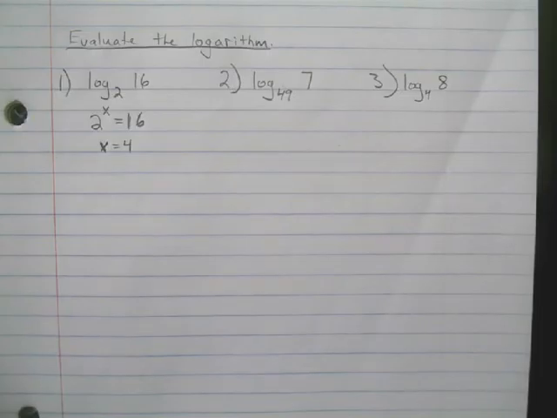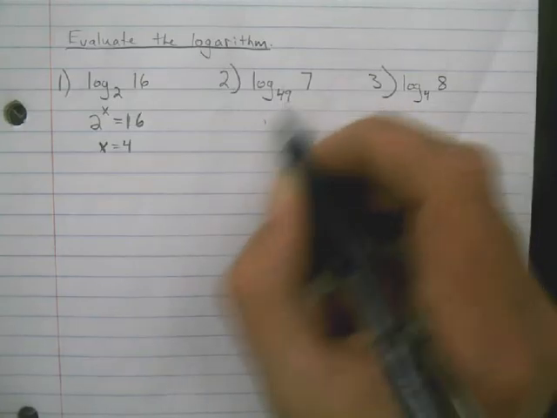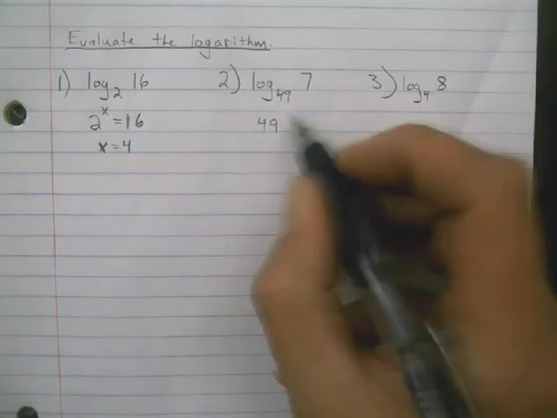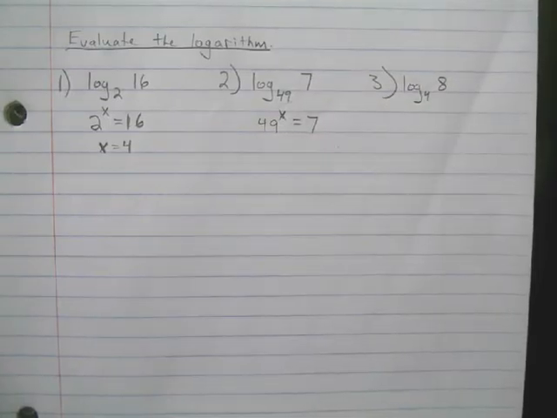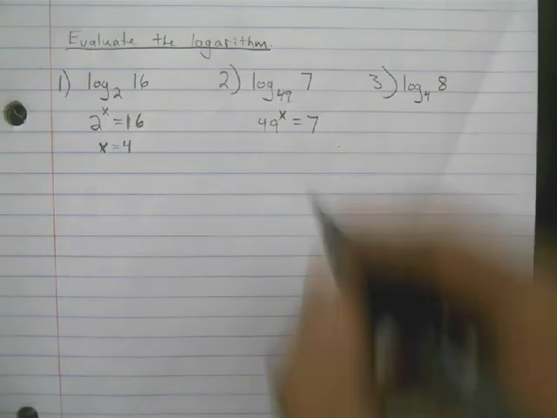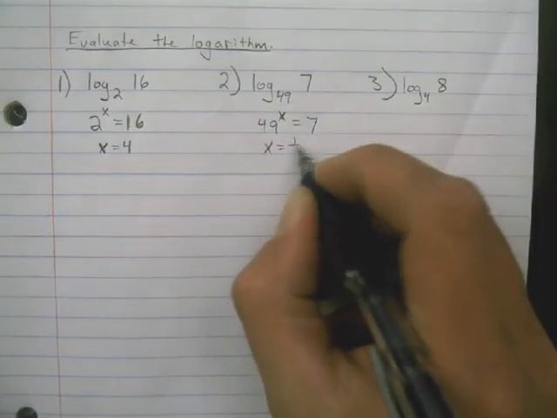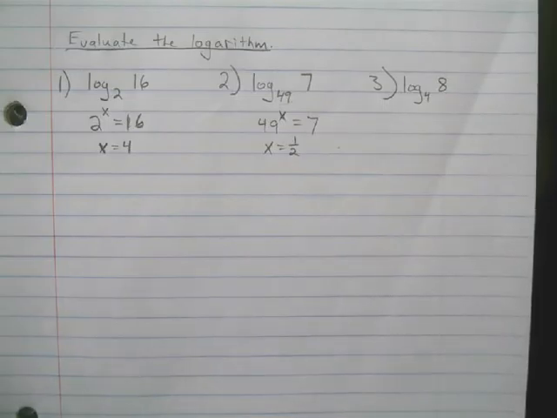From there, number 2: log base 49 of 7. 49 to what power is going to give you 7? Now think about 7 in relation to 49. That's a square root, right? The square root of 49 is 7. So in order to do the square root, your exponent has to be a half, because an exponent of a half can be written as the square root.